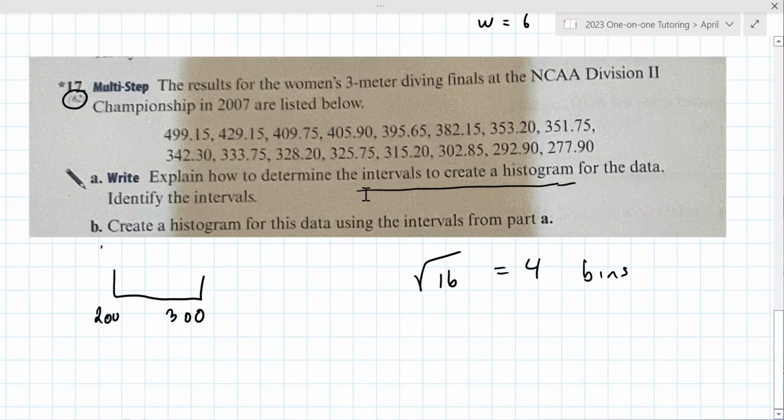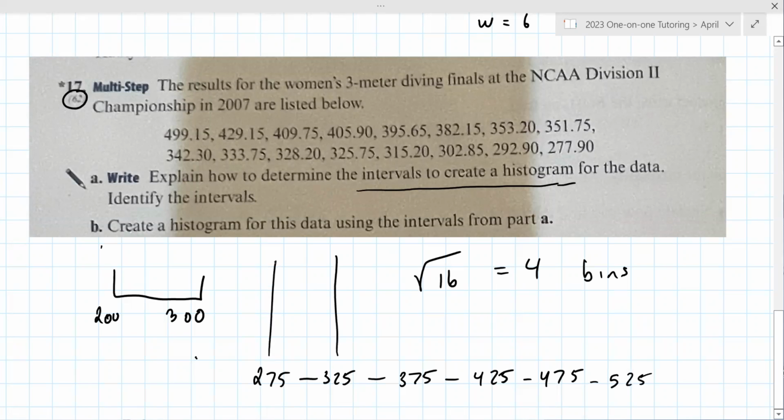Okay, let's just make it really, really simple here. You're roughly going from, I want to make this 5 bins because it's a little bit easier. Let's go 275 to 325 to 375 to 425 to 475 to 525. And think of these as the bins.